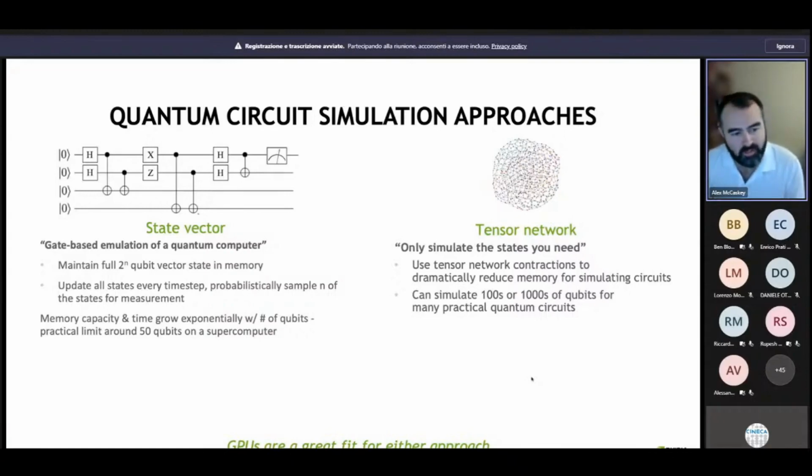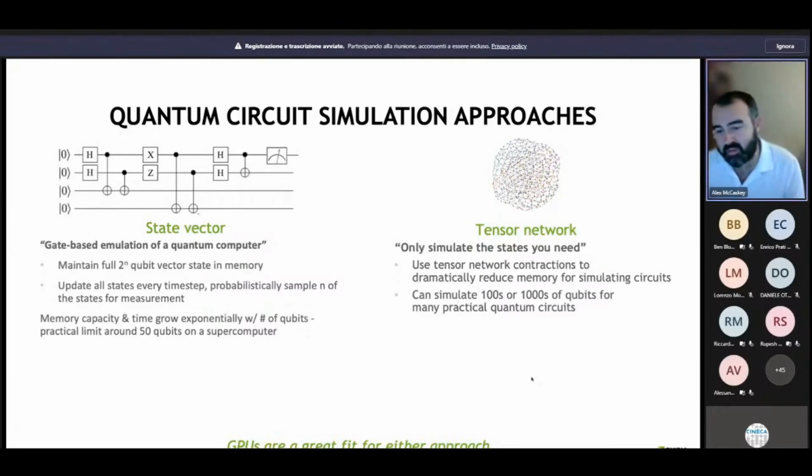So on the left side here, we have state vector simulation, which most approaches leverage. You maintain the full 2 to the n scaling qubit vector state in memory. You're updating the state at each circuit time step via some unitary matrix application. Obviously, the drawbacks here are that the memory capacity is limited, right? And that this grows exponentially with the number of qubits. And you can only really push toward the 30, 40, maybe 45 qubit range with a supercomputer.